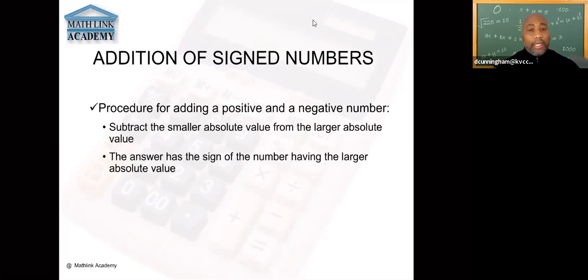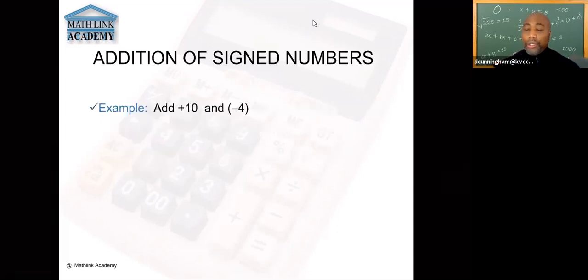So in addition, we kind of use subtracting when we have numbers with different signs. For example, let's look at this. We want to add 10 and negative 4. Now we know the absolute value of 10 is 10. The absolute value of negative 4 is 4.